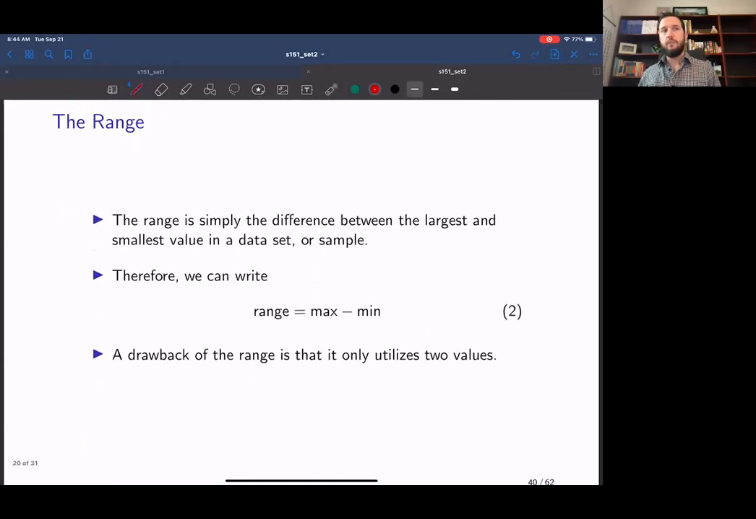Okay, so the first measure of spread is the range. The range is simply the difference between the biggest value and the smallest value. So it's very easy to calculate. It's just maximum value minus minimum value. So it's one number and it's telling us the total distance between the biggest point and the smallest point.